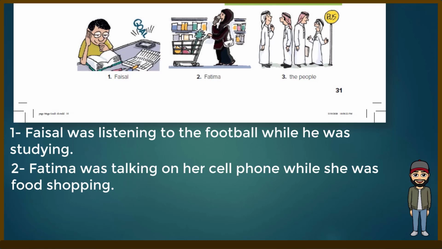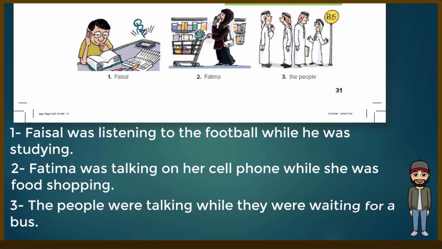Number 3, what do you see? You see people and they are talking. Also they are waiting for the bus. So what do you say? Number 3, the people were talking while they were waiting for a bus.